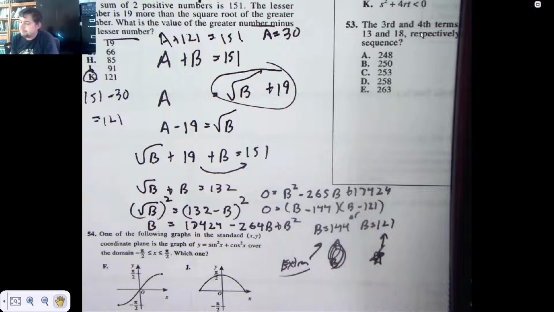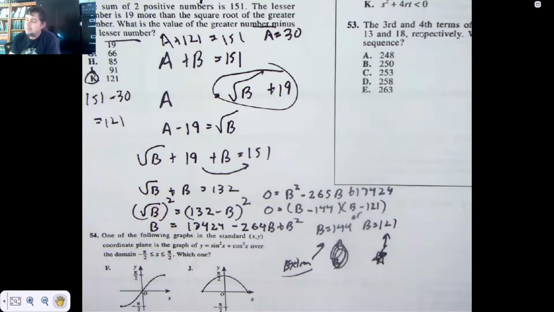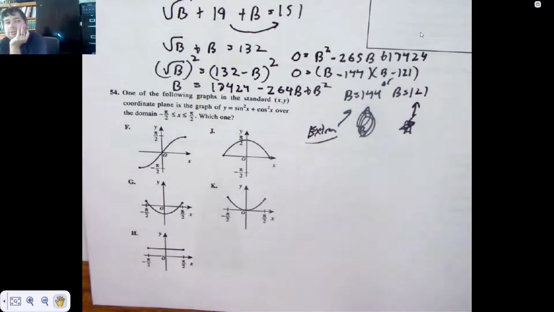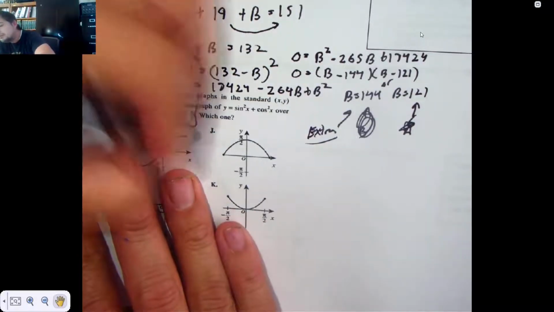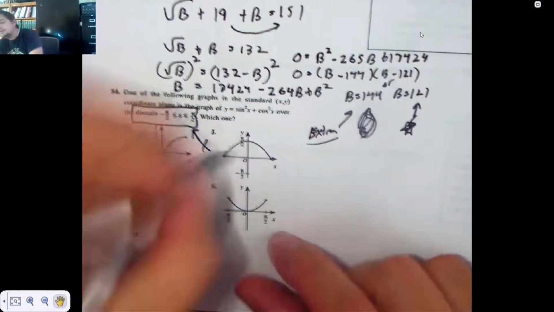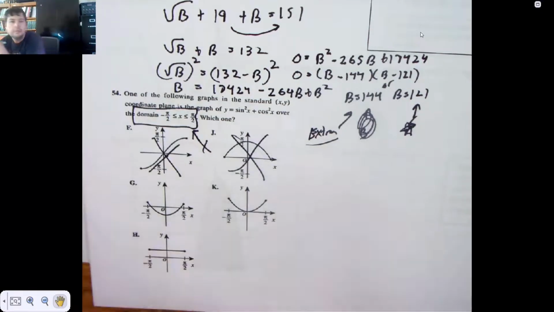doesn't it? It does. One of the following graphs in the standard xy coordinate plane is the graph of y equals sine squared plus cosine squared over the domain negative pi over 2 less than or equal to x less than or equal to pi over 2, which means you're stuck in, well, anyways, never mind that. But over the domain, that's x, by the way, that's x. Crap. They put their pi over 2's on the y-axis. Utter crap. That's what that is.